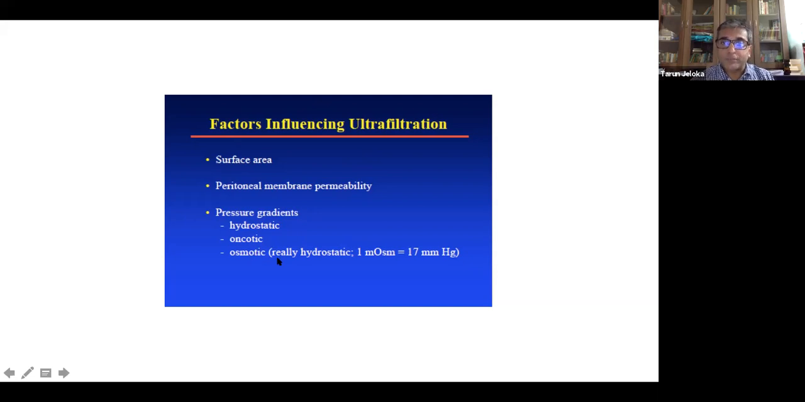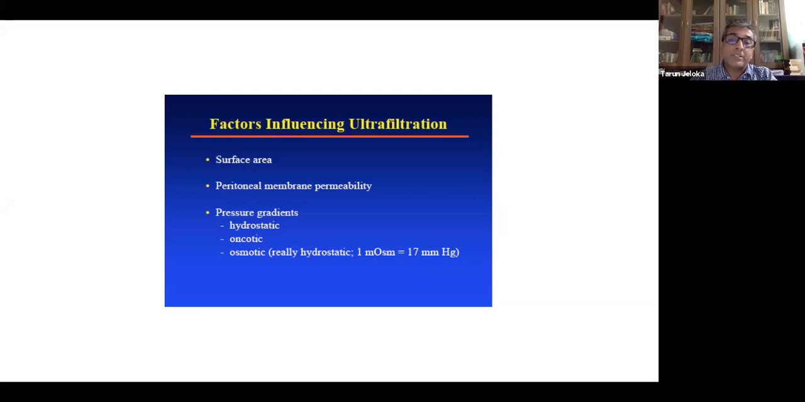Now, you know Starling's principle of transfer of fluids and all these. So hydrostatic pressure, you know, oncotic pressure predominantly from albumin in the blood, and osmotic, because we are using an osmotic agent to drag out the fluid from the vessels into the peritoneal cavity. So these three factors, hydrostatic, oncotic, osmotic, are very important.